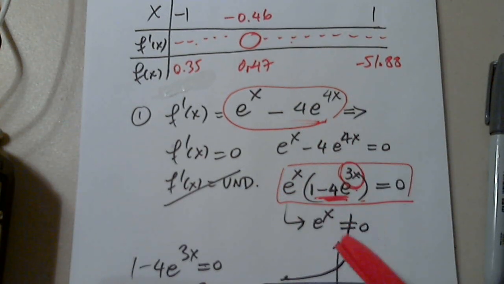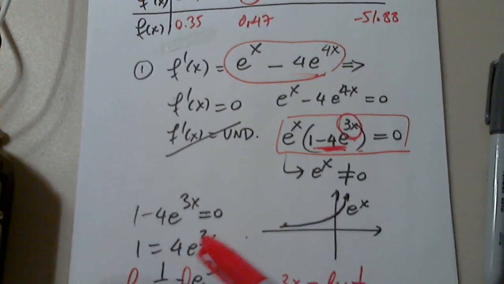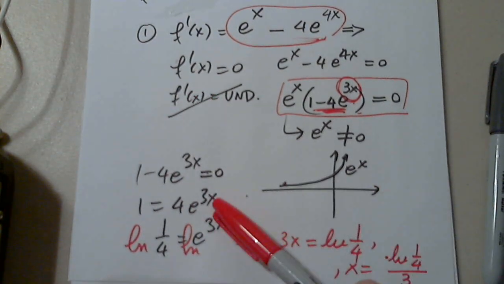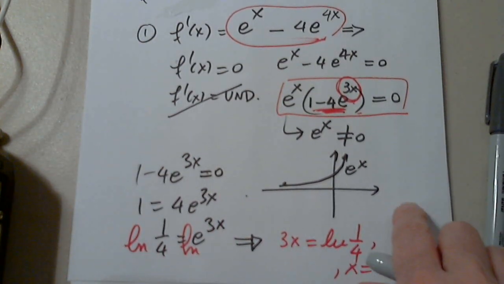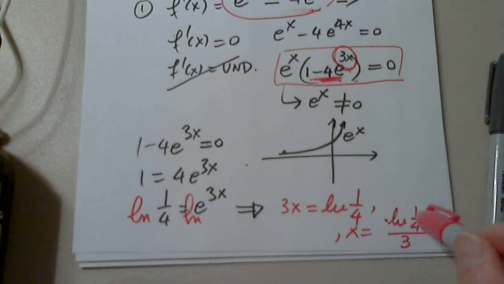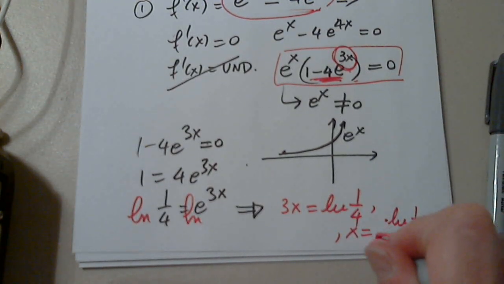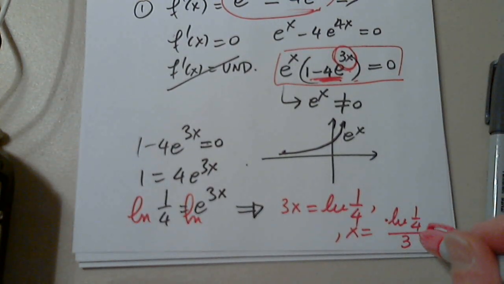3x plus x is 4x. Correct. So then we have 1 equals 4 e to 3x. That's correct. Then we divide it by 4. Yes. We apply natural log. Yes. We divided by 3. Yes. And x was this. Let me look at that number again. So we have divided by a -4?